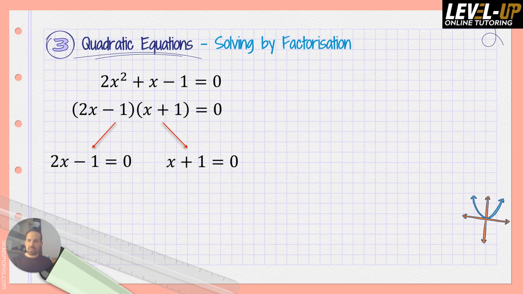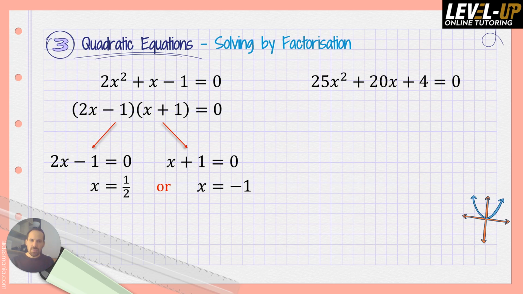And so that's why it allows us here, when we've got 2x minus 1 times x plus 1 produces 0, one of those two must be equal to 0. And so we simplify it into two linear equations like this, which we can solve. And we get two possible solutions. And this is standard for quadratics. You will generally get two solutions. We could try a different one like this.